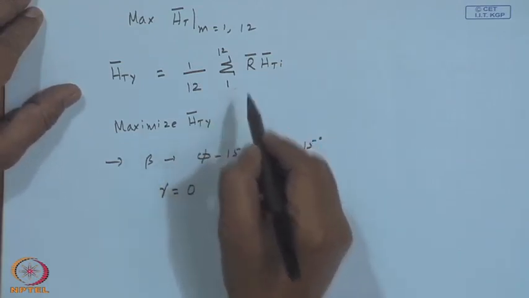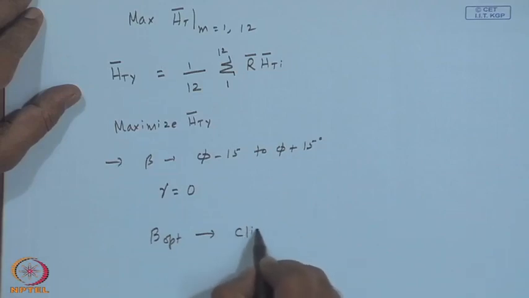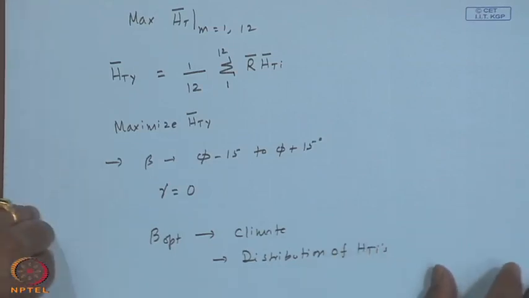And now you will realize that this optimum beta, OPT beta, depends upon the climate, meaning thereby distribution of HT bar. That means, it is not essential that June has the maximum solar radiation. Monsoon may coincide in June, July, August, though they may be favorable from the declination point of view, and you have different types of climates. So, one can actually calculate 12 calculations, sum it up with the monthly average values and then pick up the best beta. Still, it comes within beta is equal to phi plus minus 15 degrees depending upon your optimization needs.